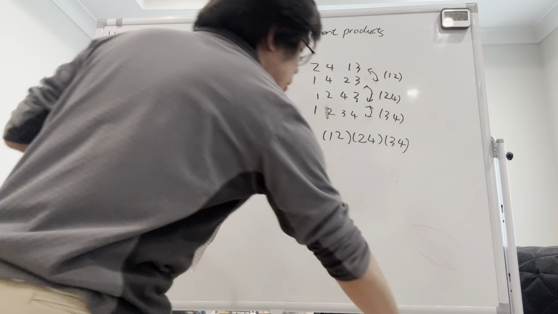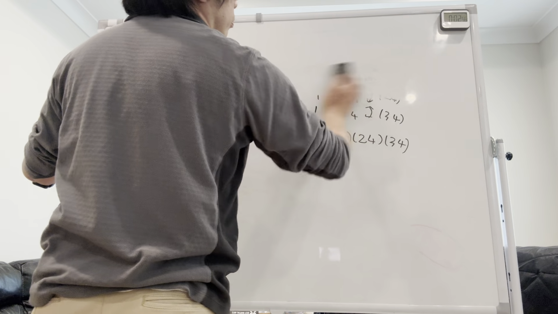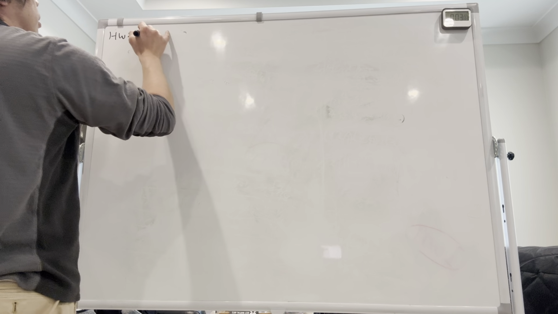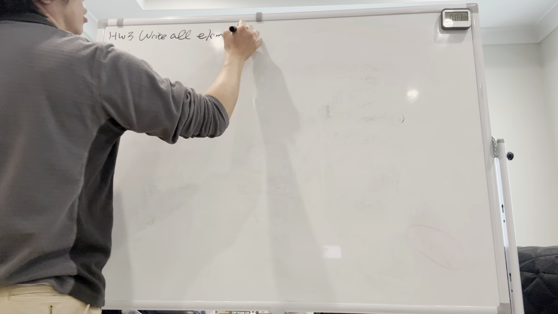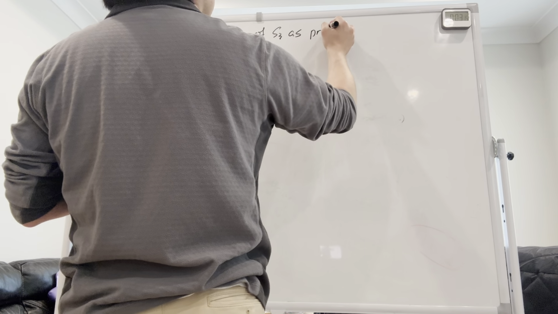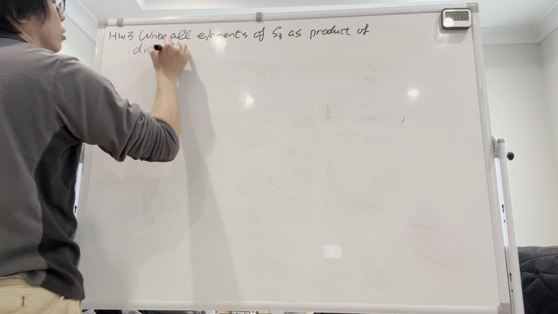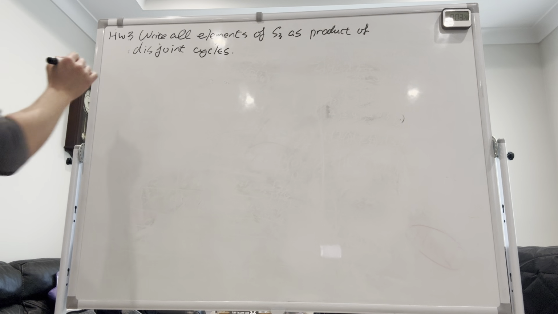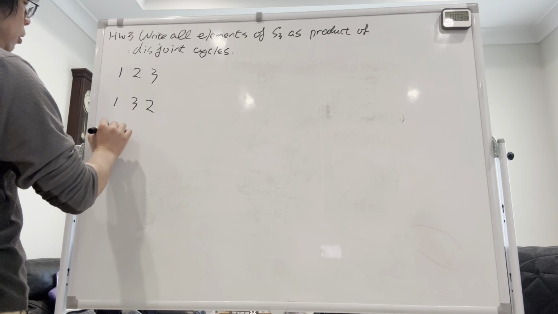Okay. So then let's do another homework, which is homework 3. Write all elements of S3 as a product of disjoint cycles. So first of all, let's write down all the elements of S3. 1, 2, 3. 1, 3, 2. 2, 1, 3.